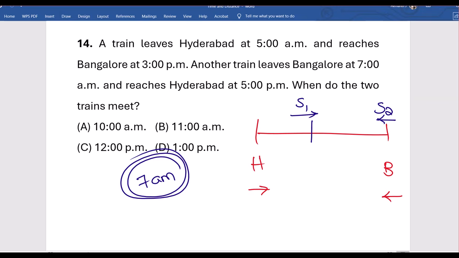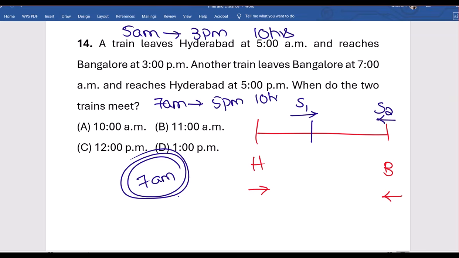Now, sir, in this question, I don't know what is the distance between Hyderabad and Bangalore. I don't know the speeds of the first train and second train. How to handle, sir? The same question is there with Meerut and Ghaziabad in your regular classes. Here instead of Meerut and Ghaziabad, they use the words Hyderabad and Bangalore. But fine, no problem. Guys, now what can you do? Hyderabad to Bangalore, first train, how much time taken? 5 a.m. to 3 p.m. Yes, 10 hours. Very good. Second train, 7 a.m. to 5 p.m. How much time? 10 hours.